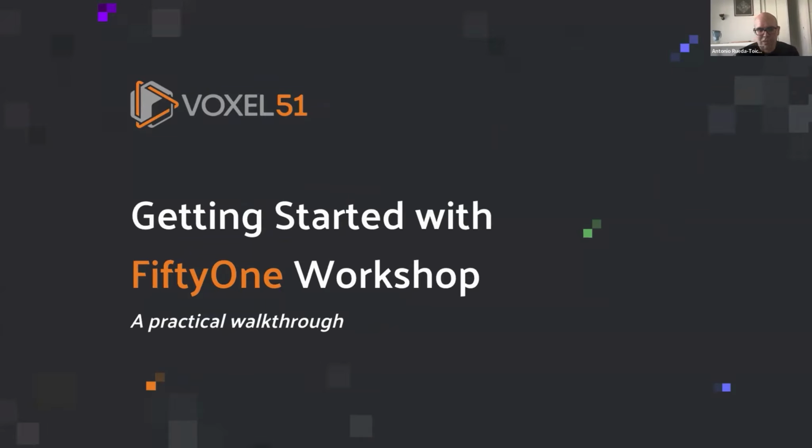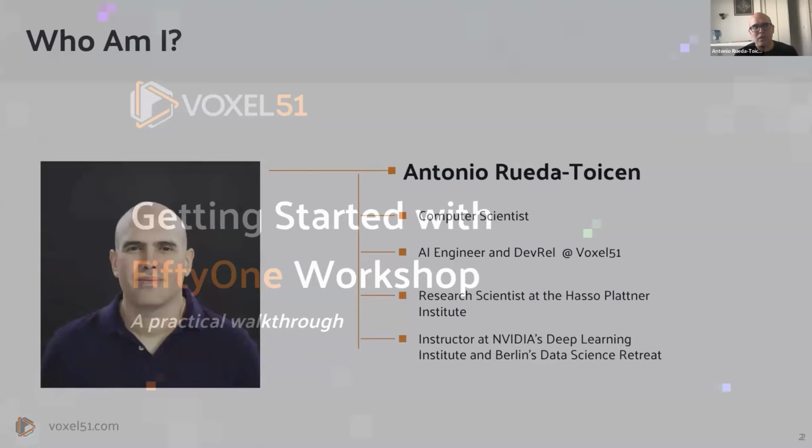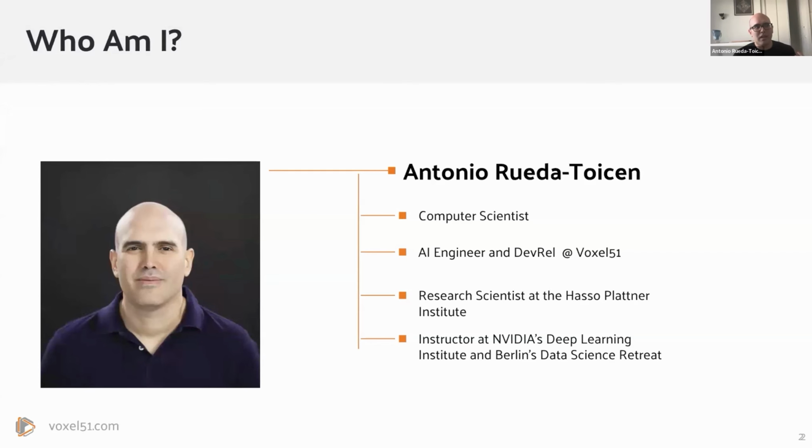So I'm going to start introducing myself. I'm going to tell you a bit about what FiftyOne is, and then we're going to go deep into the topics. So I'm a computer scientist, and I work as an AI engineer and DevRel at Voxel FiftyOne. I'm also doing my PhD at the Hasso Plattner Institute here in Germany. I live in Berlin. And I am an instructor at the NVIDIA Deep Learning Institute and also the Data Science Retreat. I like teaching machine learning. I like teaching computer vision, and that's also mostly what I do in FiftyOne.